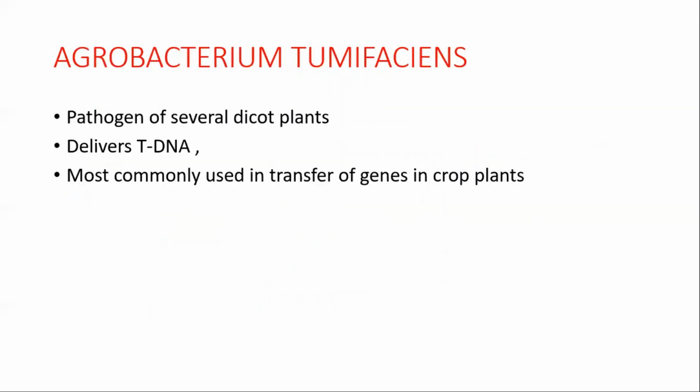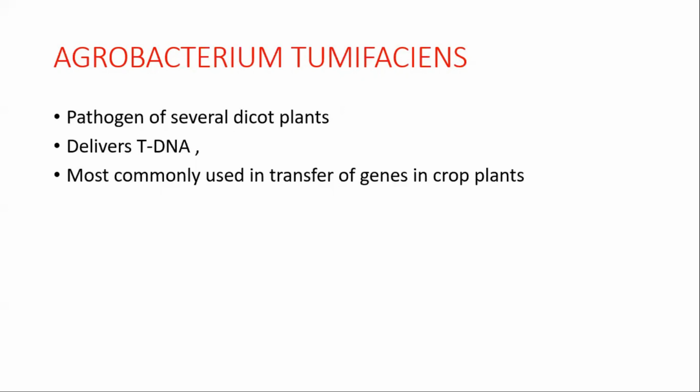Now, this is again an important point. What you must know is Agrobacterium tumefaciens is a pathogen of several dicot plants. It delivers T-DNA. What is this T-DNA? Tumor DNA. So this DNA is going to convert all your normal cells into tumor cells, and it is going to instruct these tumor cells to produce chemicals that will favor the growth of pathogens. And later, this particular gene was introduced as a vector.